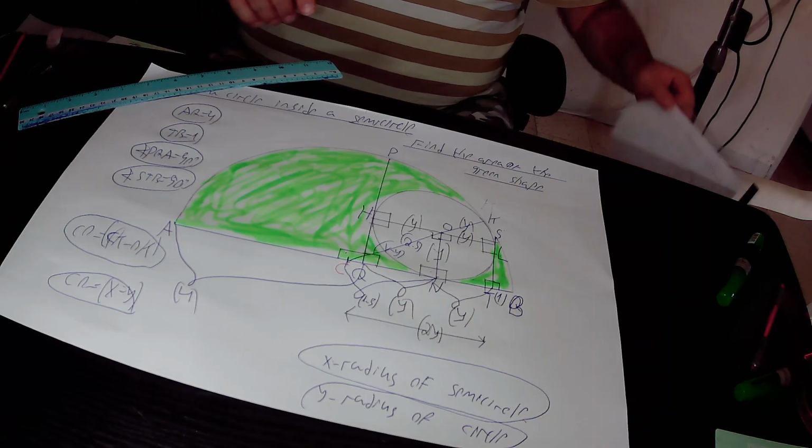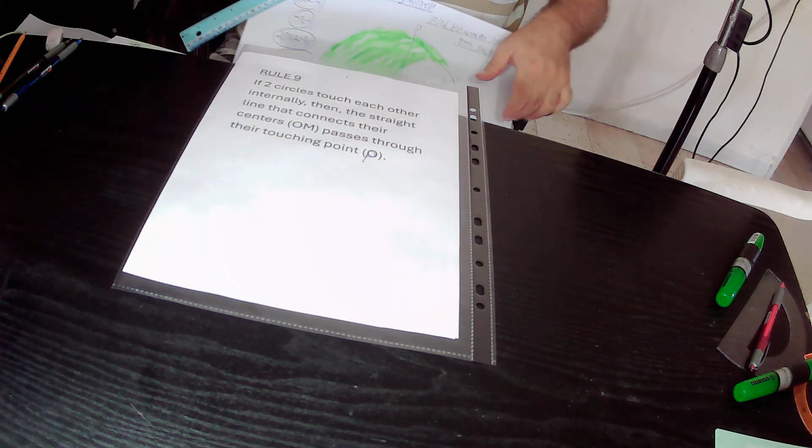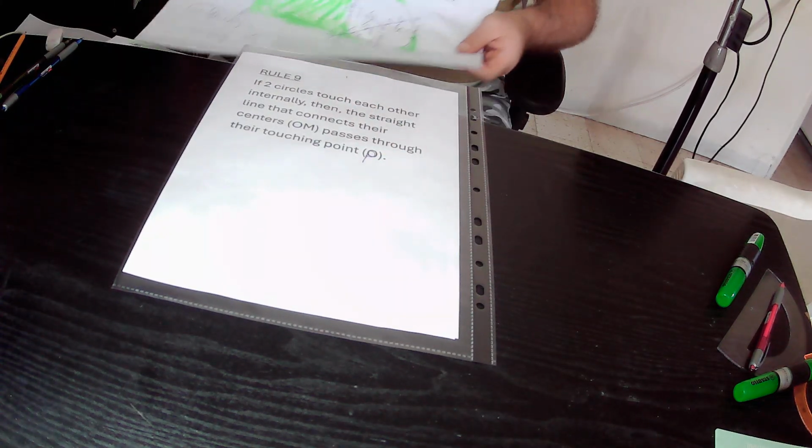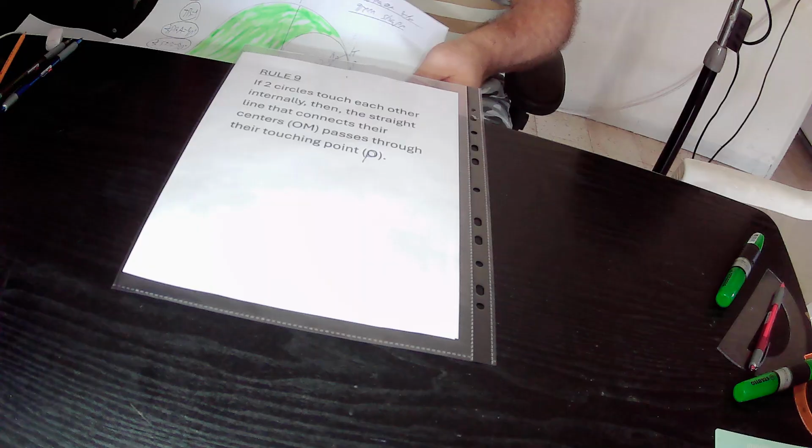One picture on all 9. According to all 9, if two circles touch each other internally, then the third line that connects the circles together passes through their touching point.